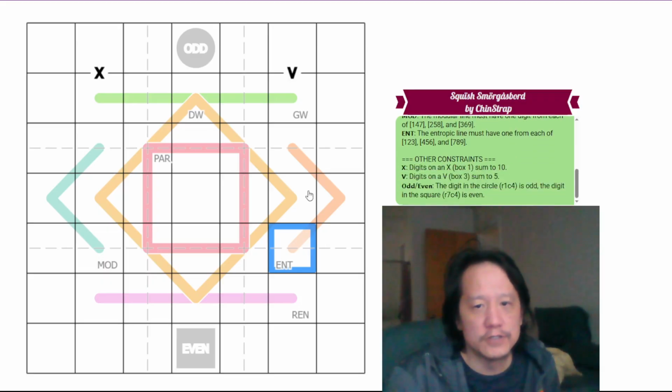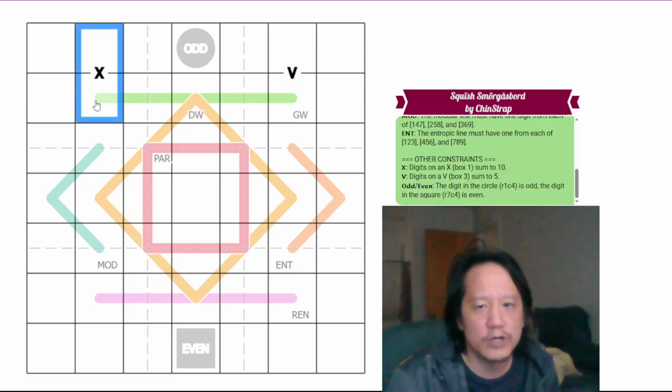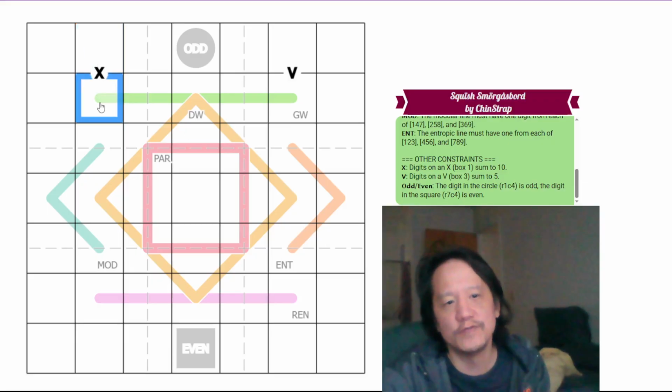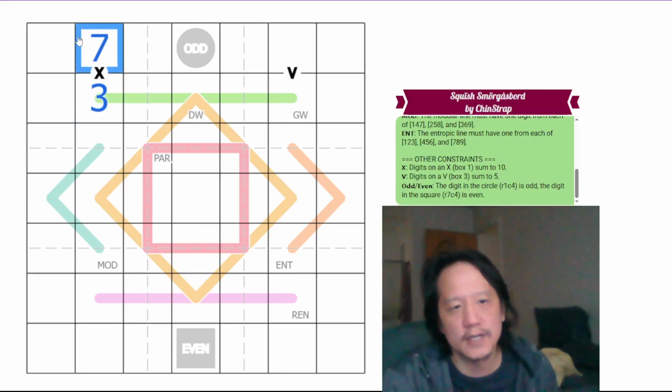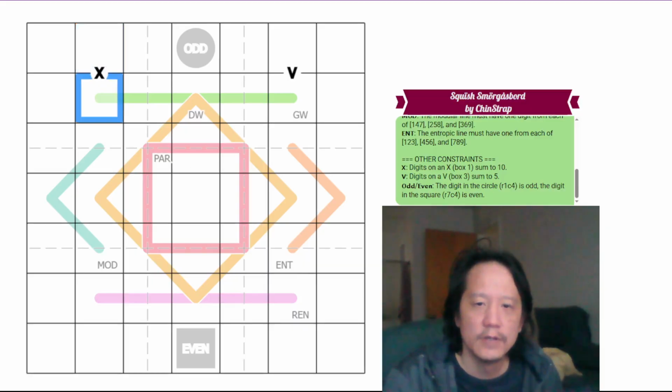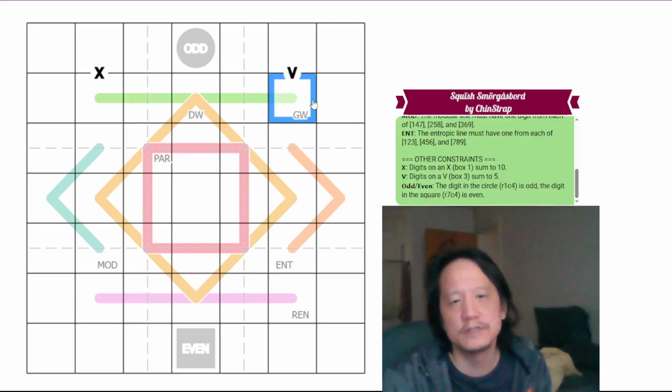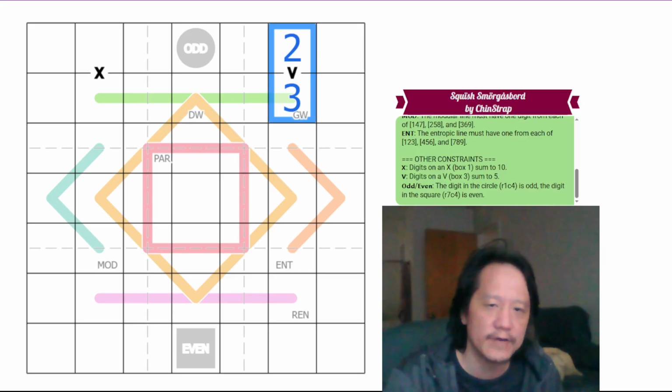And for the other constraints, we have an X, where digits on an X, which is in box 1, sum to 10. So for example, if this were a 3, this would have to be 7 to add up to 10. And then we have a V, where digits on a V, box 3, sum to 5. So say this was 3, then this would have to be 2, because these two must add up to 5.